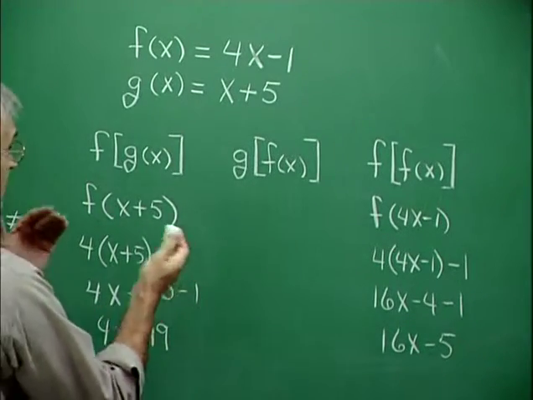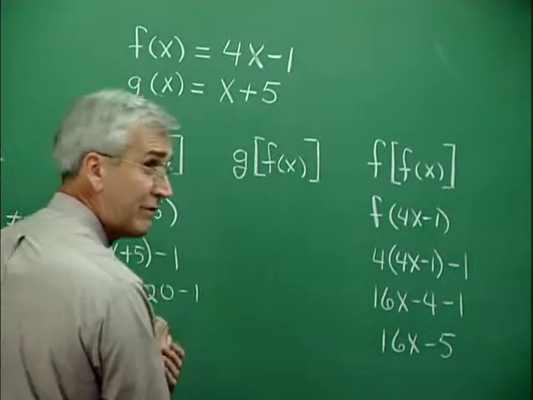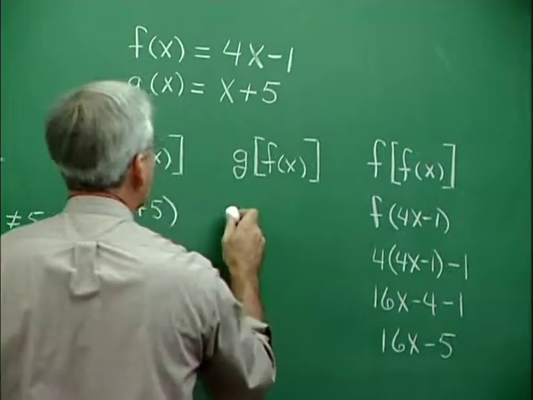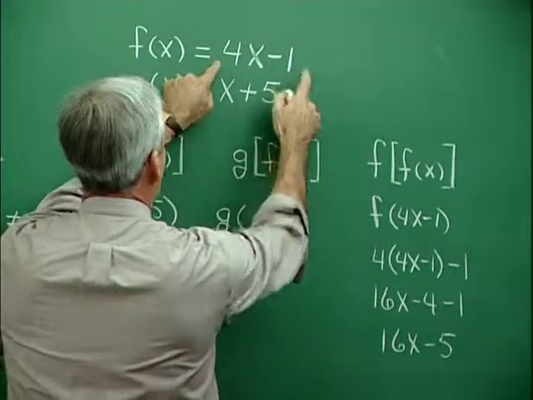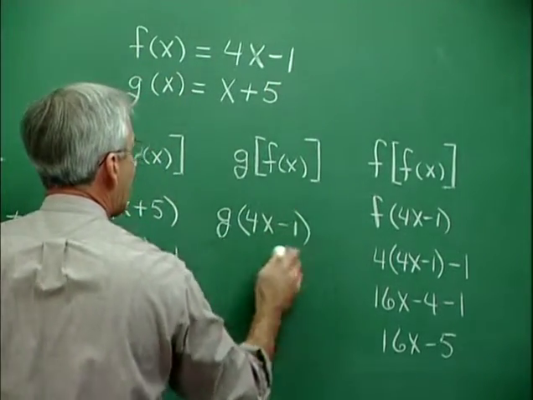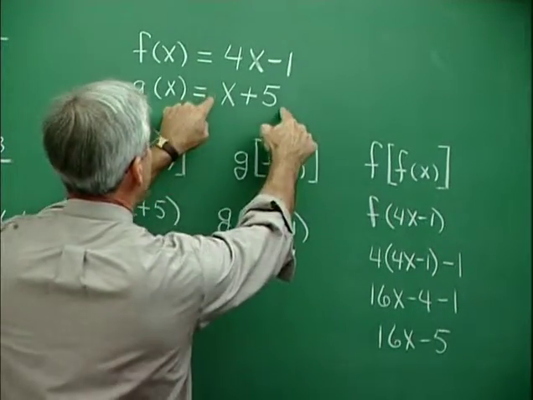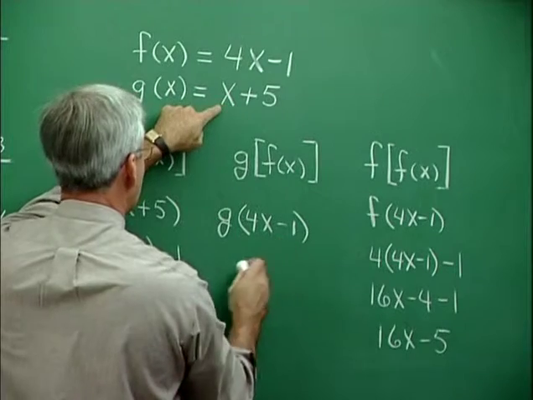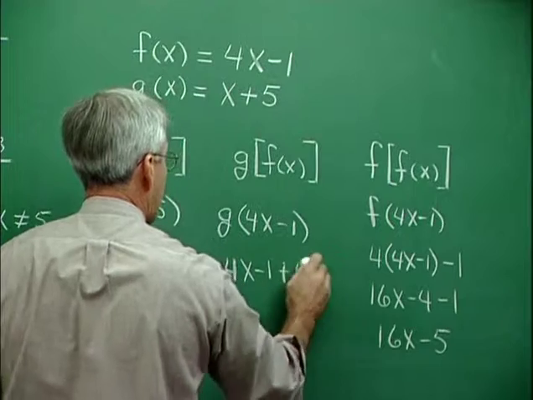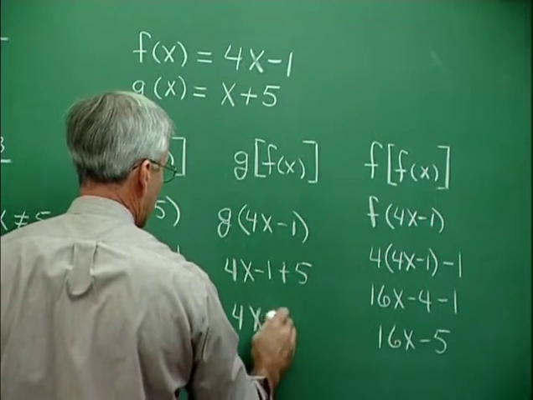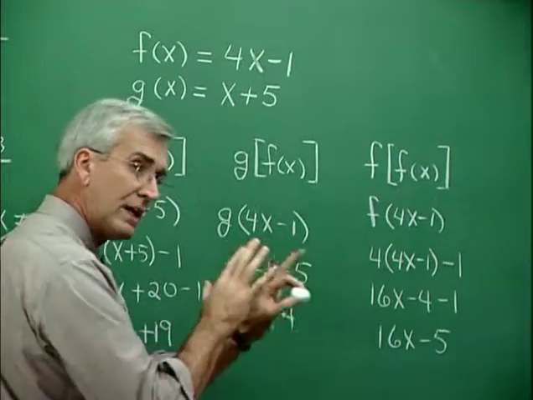Now let's go the other way. Let's compose the two functions in the other direction. That is, let's put the f function into the g function. So it's g of f of x. And following the notation, it's g of, well, what is f of x? f of x is 4x minus 1. And then g of that means in the g function, replace x with that binomial. Here's the g function, replace that x with this binomial, and we would have 4x minus 1 binomial plus 5. So 4x plus 4.